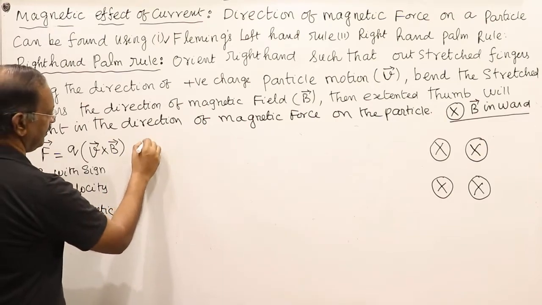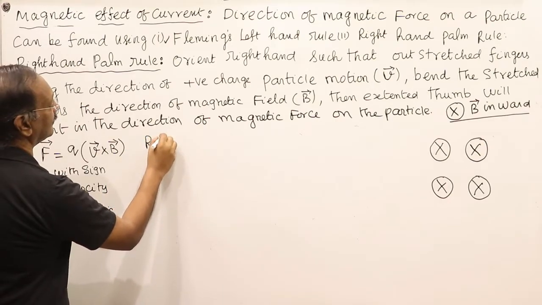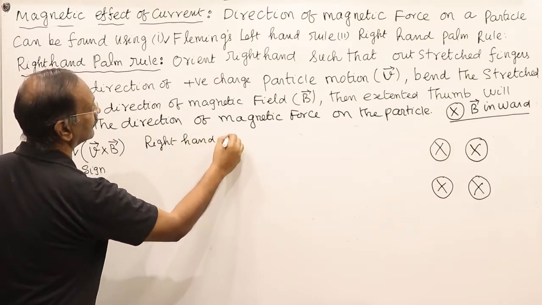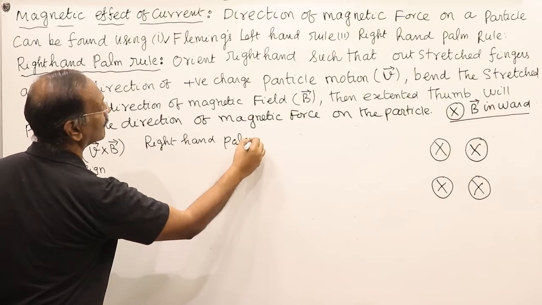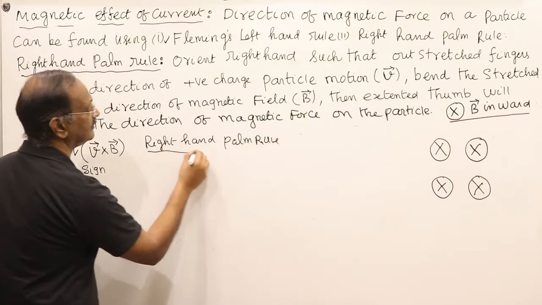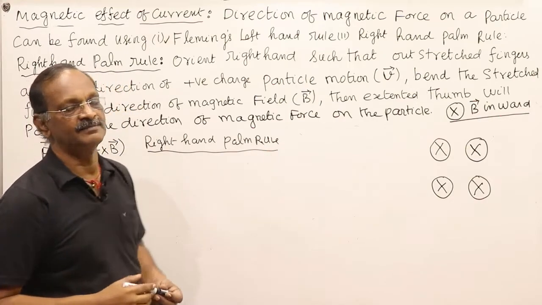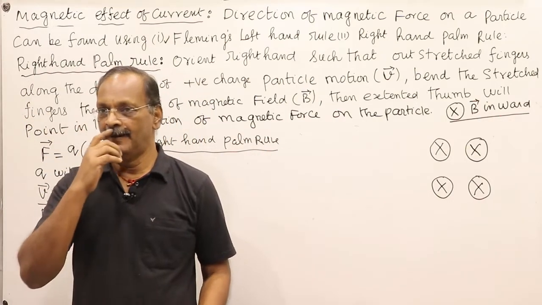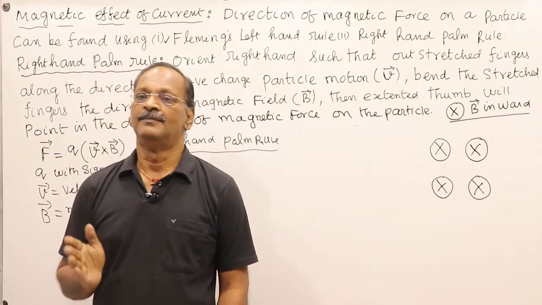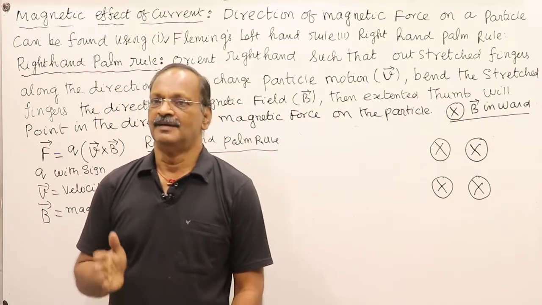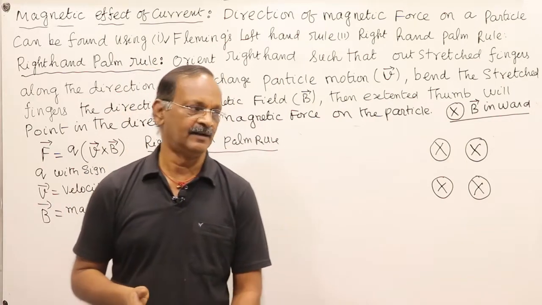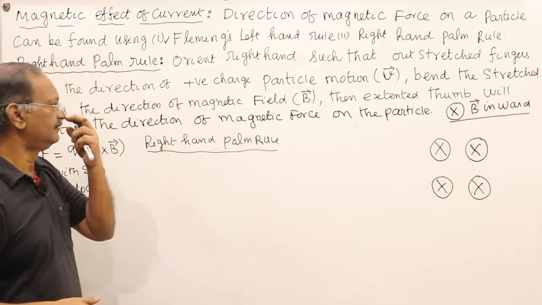According to the right hand palm rule, how to use this is very important, because in electromagnetics, or in magnetism, the magnetic field has a direction, so we find the direction of force using these rules.